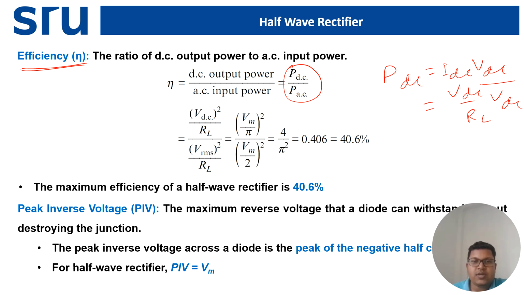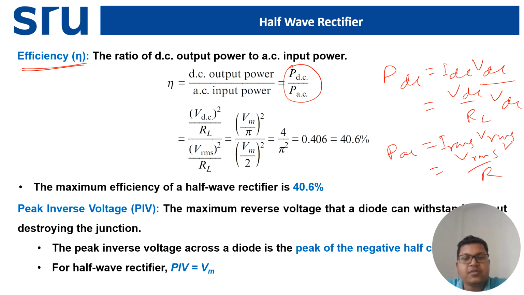Whereas Pac similarly will become Irms times Vrms, which is Vrms square by R. That is what we have already replaced in this equation. After getting the solution, you can see the value here is 0.406, that is 40.6%. So basically around 40% of the input power is converted into output power. That means if we want to characterize this half wave rectifier as far as efficiency is concerned, it is not at all efficient. The half wave rectifier efficiency is 40.6%.